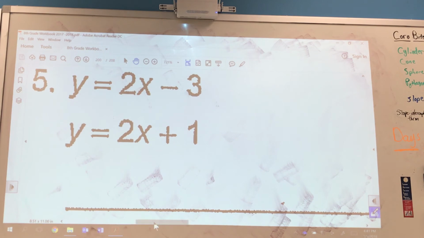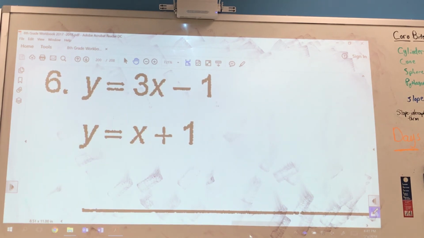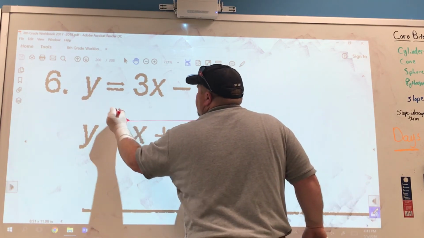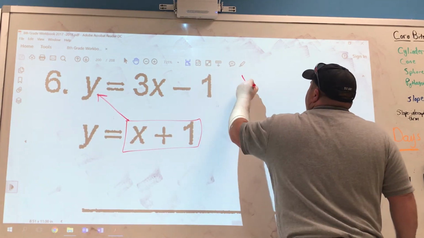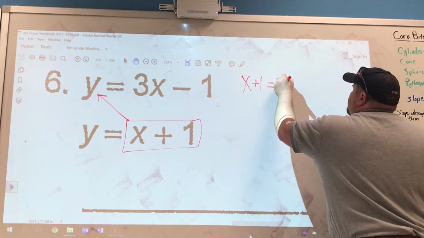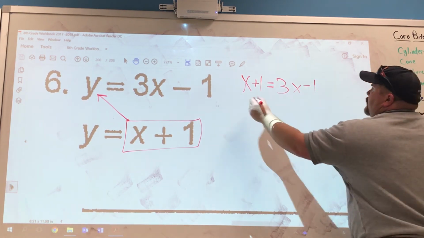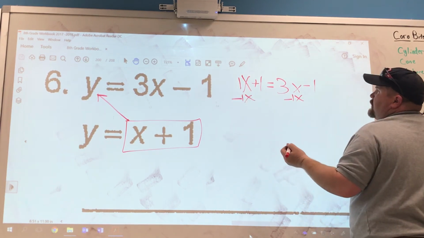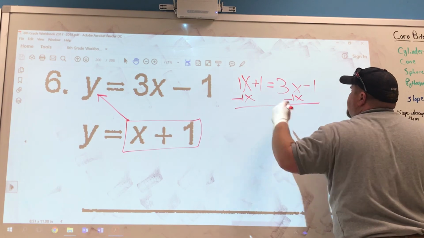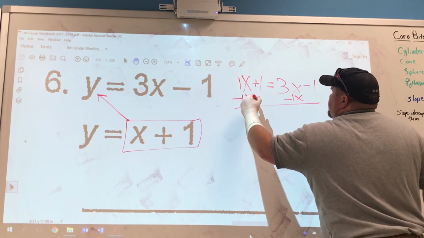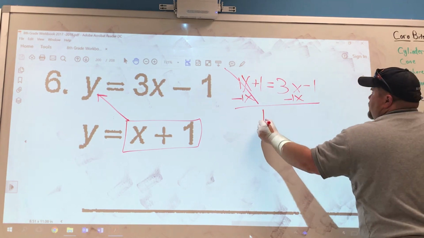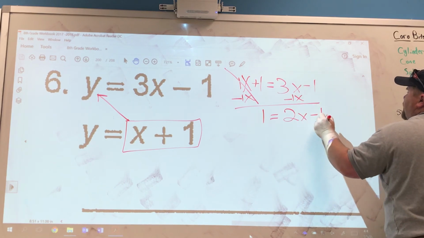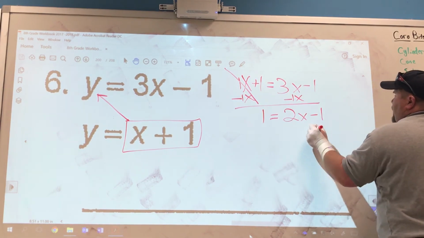Problem number 6. Alright, still in slope-intercept form. I'll just take all of this because it's equal to y. I'll substitute that in for y. So I have x plus 1 equals 3x minus 1. So I'm going to subtract an x from both sides. It's a 1x. Remember, you had an understood 1 here as well. So 1x minus 1x, they're gone. They cancel each other out. That leaves me with 1 equals 3x take away 1x, which is going to be 2x, and then minus 1 comes down. So I want to add 1 to both sides.